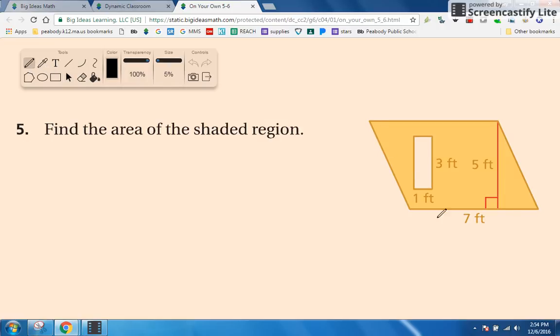So let's take a look. I already have my parallelogram. They're giving us the base and the height, 7 times 5. So 7 times 5 is 35. Then they're giving us this little rectangle, length times width, 3 times 1 is 3. We want the area of the shaded part. That means we want the area of everything without the rectangle. So you take the area of everything, which is 35, and subtract the area of the rectangle. So that's going to be 32. And because it's area, the label stays the same, so feet with a little 2 over it.